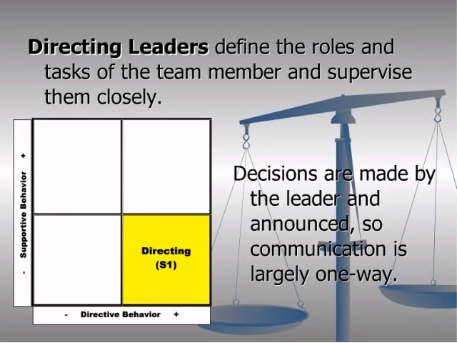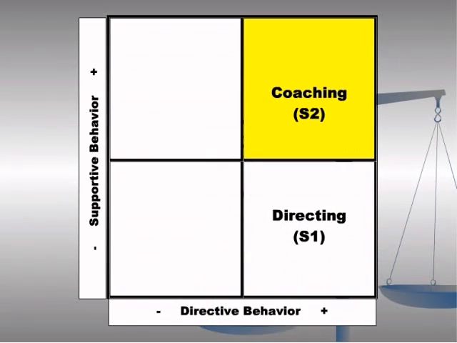One characteristic of the directing leadership style is that decisions are made by the leader and announced, so communication is largely one way. As we move through the grid, the next leadership behavior we will look at is coaching. If the team member has some experience or ability, but possibly lower motivation, a coaching leadership style may be most applicable to this situation, providing more direction and support.